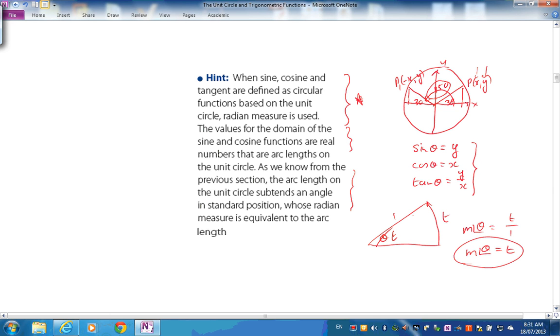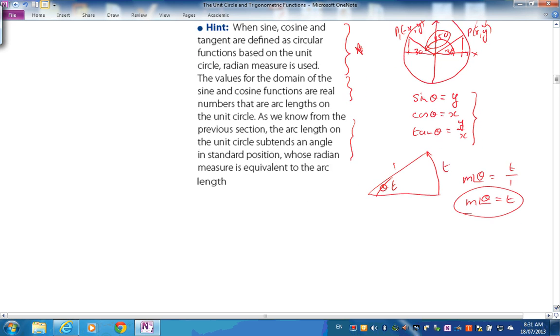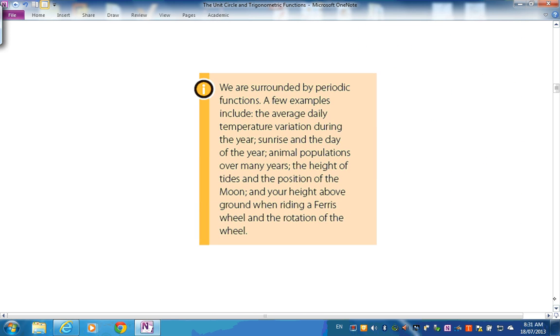Okay, are you flexible? All right, come on down, let's look at developing this and why we're doing it. Here's a comment from Pearson's. We're surrounded by periodic functions. And what does that mean? A few examples include the average daily temperature variation during the year. Okay, it cycles, in other words. It goes up and comes down. And it keeps following a pattern. It repeats itself, periodic.